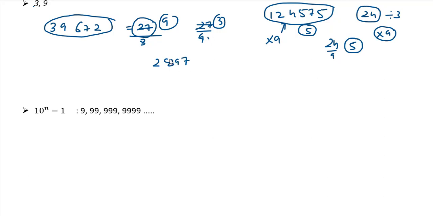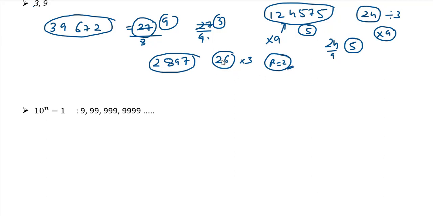2897. So the digital sum in this case will be 10, 19 plus 7, which will be 26. Now 26 is not divisible by 3, so we can say that this number is not divisible by 3. What will be the remainder? It will be same as 26 divided by 3. 26 divided by 3, the remainder is 2. So the remainder when this number is divided by 3 will be equal to 2.